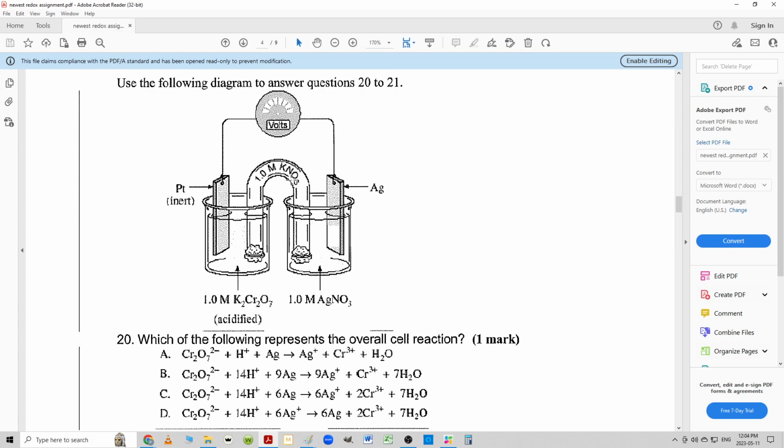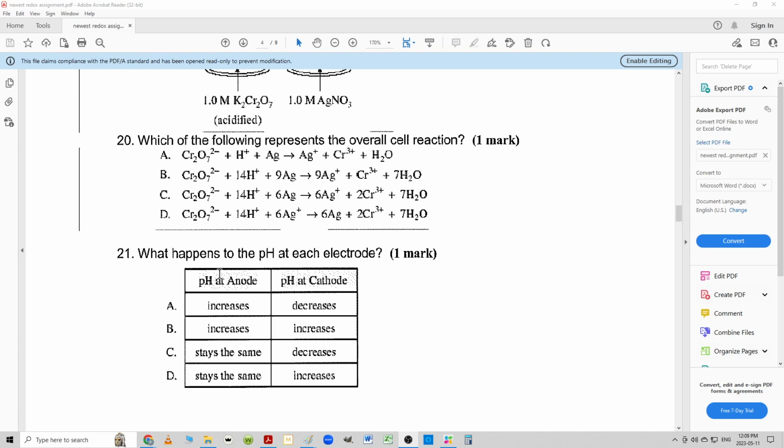Use the following diagram. So we have to figure out which one is... Oh, hang on. Oh boy, it's a busy day. So in this one, what we have to realize is they're asking specifically about what happens to Cr and the silver. So you have to figure out who's above who on the potential table. Now, I can't spend all the time answering all these questions.